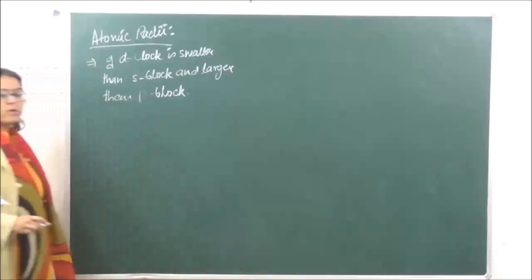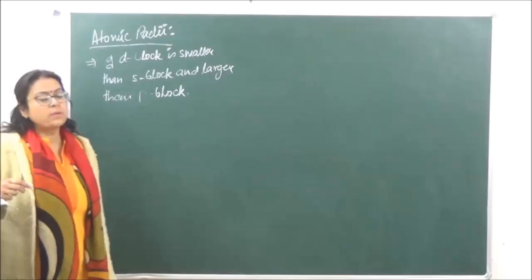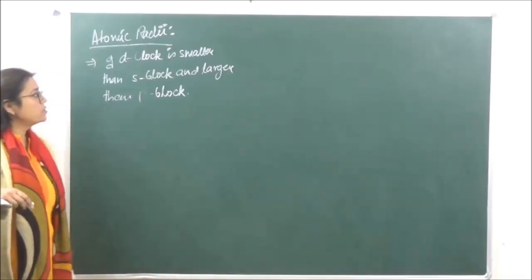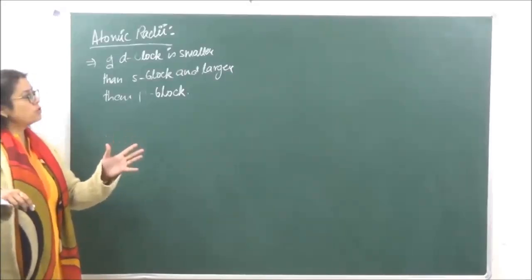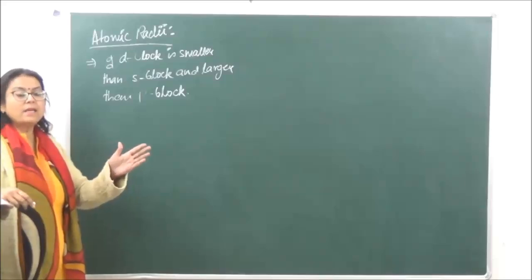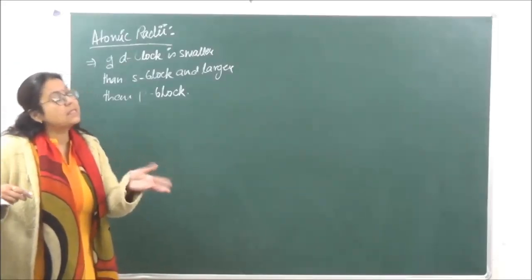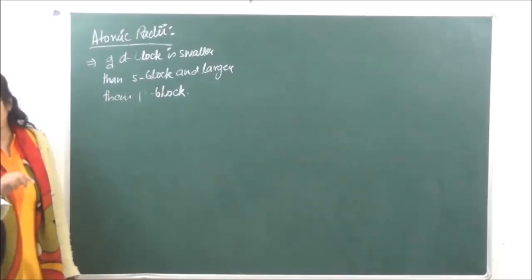Larger than P block because it is in the center, and along a period when we are moving, the nuclear charge that will keep on increasing, as a result of which the size that keeps on decreasing. So S से हम D पे जाते हैं तो size that is going to become smaller, और फिर हम D से P पे जाते हैं तो size that is going to become still smaller. Okay, so it is in between. It has a size smaller than S block and larger than P block.